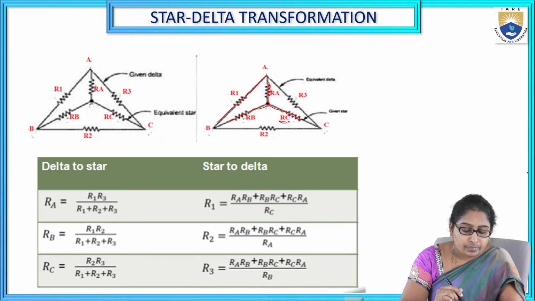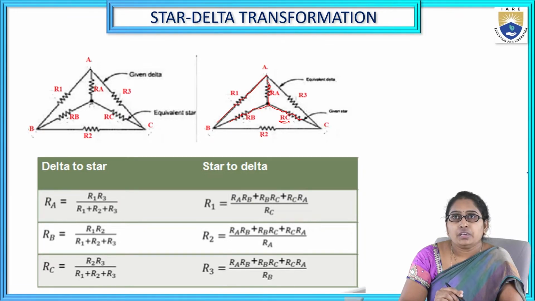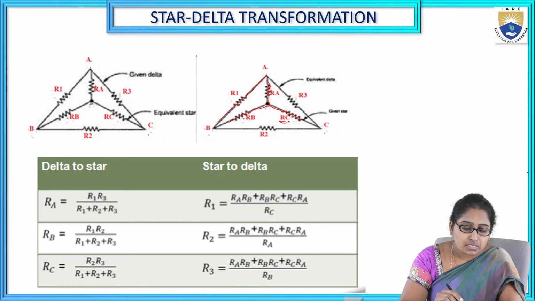over RC. Next, the second element of the delta network, R2, is given by the same numerator: the sum of the product of each two elements combination in star, RARB plus RBRC plus RCRA, over the opposite element for R2 in the star network, which is RA. So in the denominator we write RA.